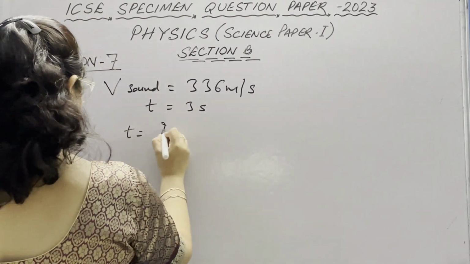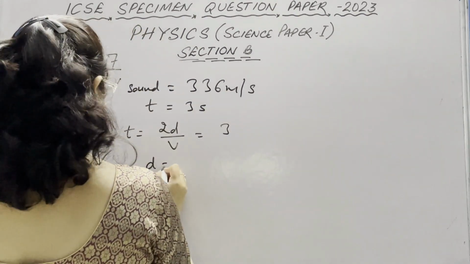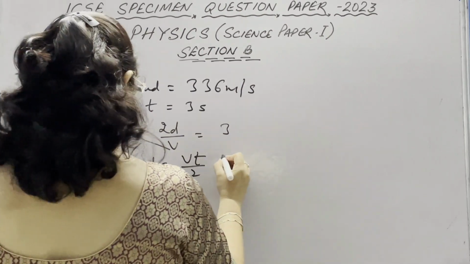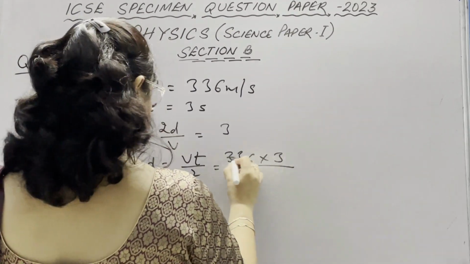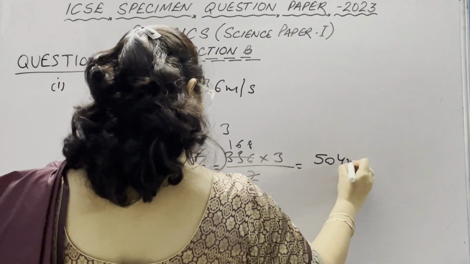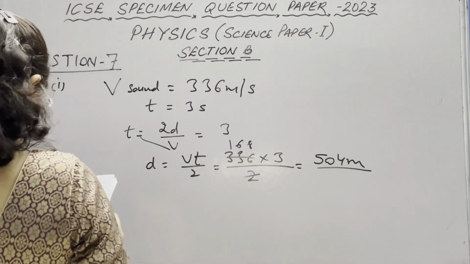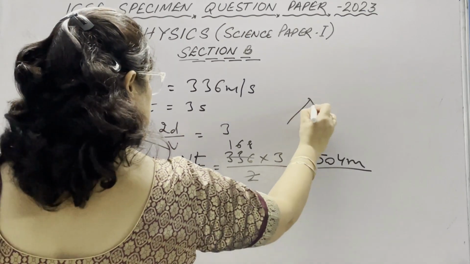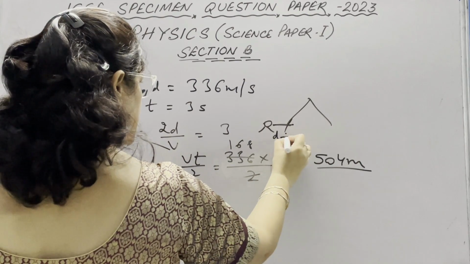We know the formula, time is equal to 2d upon v and it is equal to 3 seconds. So d is equal to, cross multiply, vt upon 2. Now v is 336, t is 3 seconds, divided by 2, 168. It means 504 meter is the distance. This is our part A. Calculate the distance of the person from the cliff. So this is the distance, first distance.